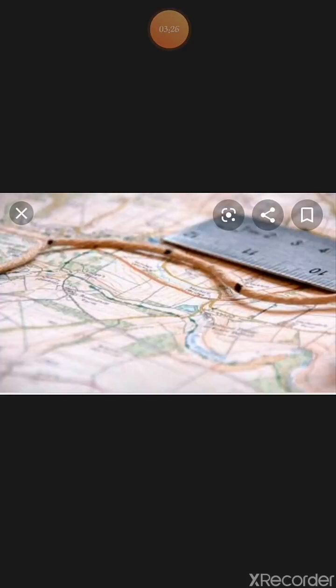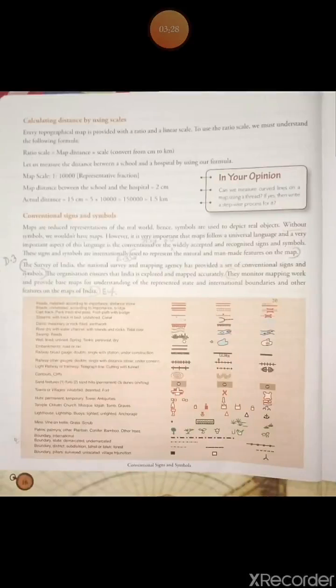Now let us study how to calculate distance using scales. Every topographical map is provided with a ratio and a linear scale. We need to use the following formula in order to find the measurement of the distance. Ratio scale is equal to map scale, map distance into scale. And then we have to convert it from centimeter to kilometer.